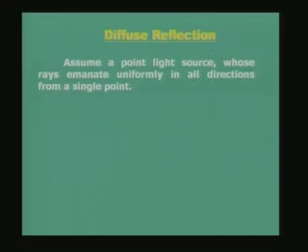Okay. Let us look into the second component, which is called the diffuse reflection. Okay. So, here we assume that we have a point light source whose rays emanate uniformly in all directions from a single point. So, we assume here, now for the first time we are talking about light sources and rays coming out of the light source and directly hitting an object. So, we are talking about light rays coming out of a light source. We assume a point light source.